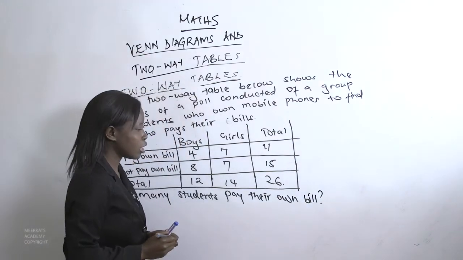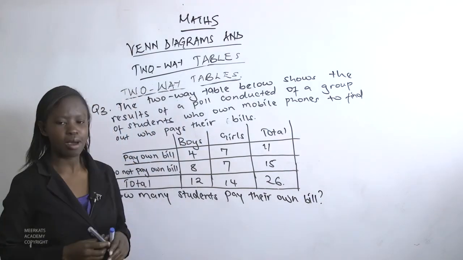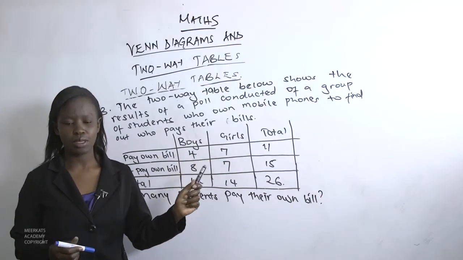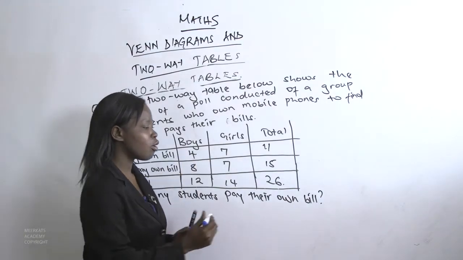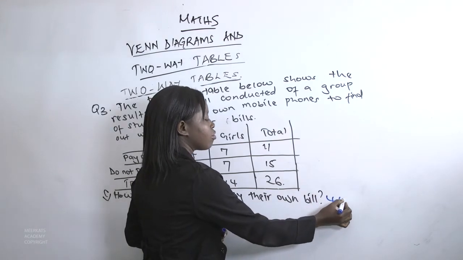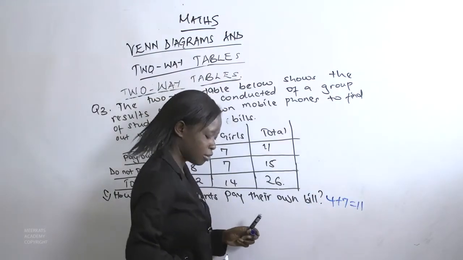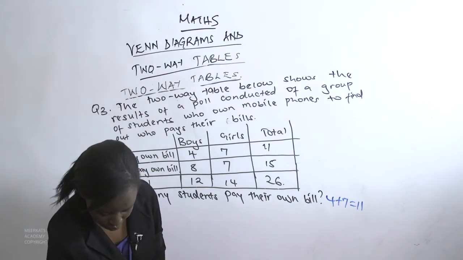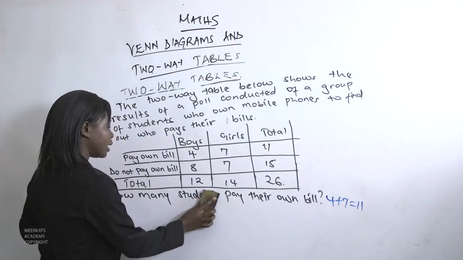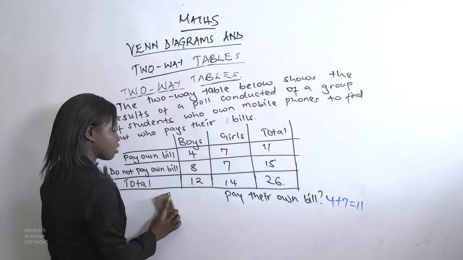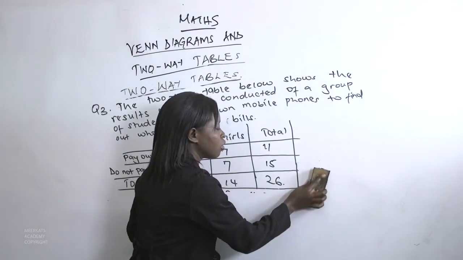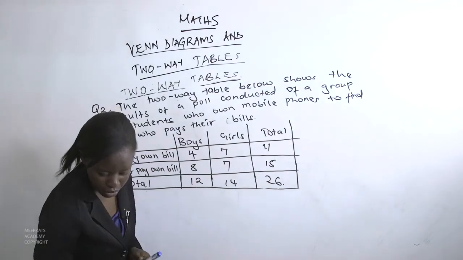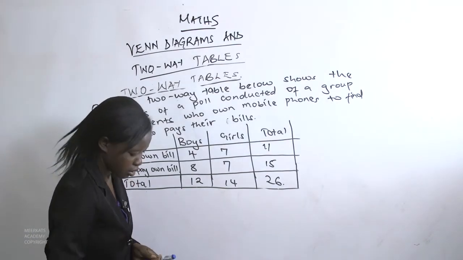So how many students from the table will pay their own bill? So 4 boys pay their own bill, 7 girls pay their own bill. So a total of 4 plus 7, which gives us 11 students who pay their own bill. So next we get the probabilities in each situation. So the following situations are the ones we need to get their probabilities.